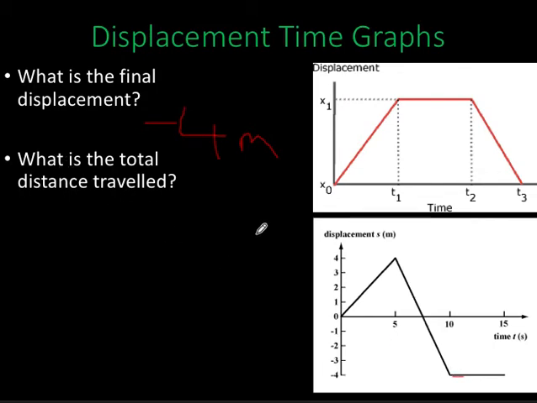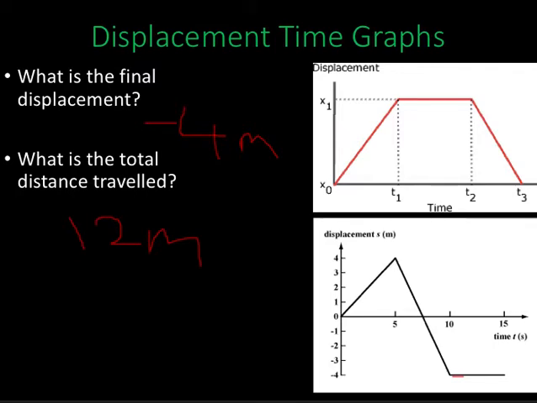What is the total distance traveled? Well, we've got 4 meters here, plus another 4 meters to come back, plus another 4 meters in the negative direction. So the total distance traveled is 12 meters.